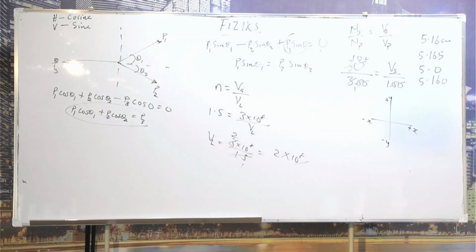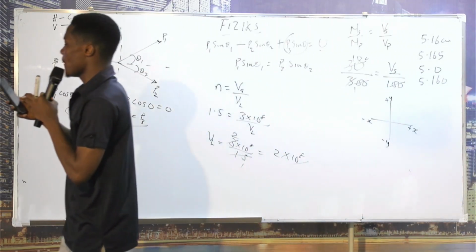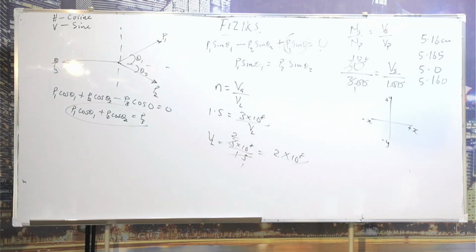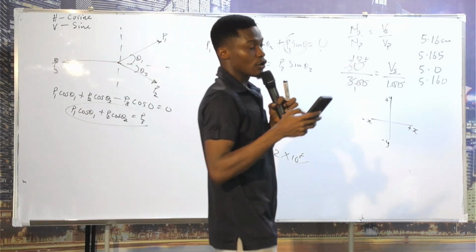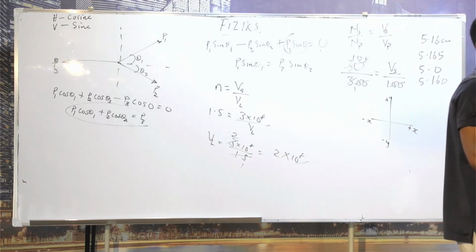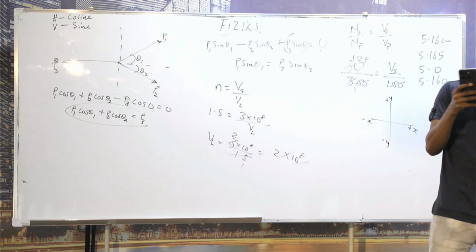Next question. Which of the following conditions are necessary and sufficient for total internal reflection to take place at the boundary between two optical media? I, light is passing from optically denser medium to optically less dense medium. Is that true? So from denser to less dense, that is true. II, light is passing from optically less dense medium to optically denser medium? No.